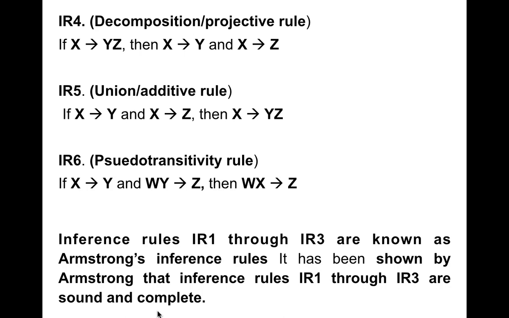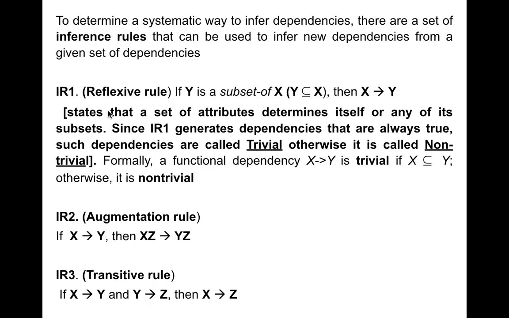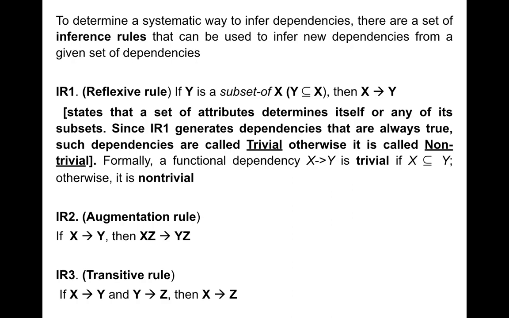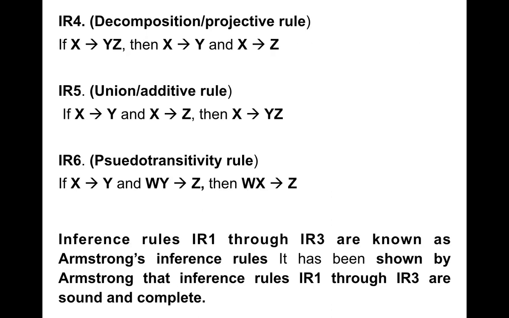Sound and complete means we can actually infer all the set of dependencies from these 3 rules alone, IR1 to IR3. Using these 3 itself, we can derive all the existing dependencies. IR4, IR5 and IR6 are just an extension of IR1 to IR3, and this can be easily proved. I think you might have already learned the proof of all the rules.